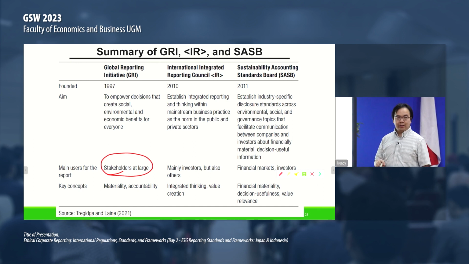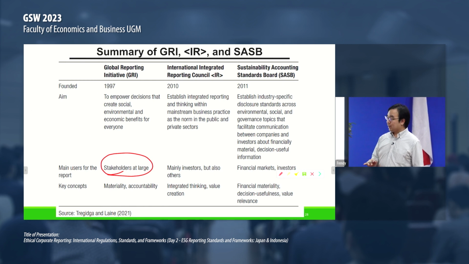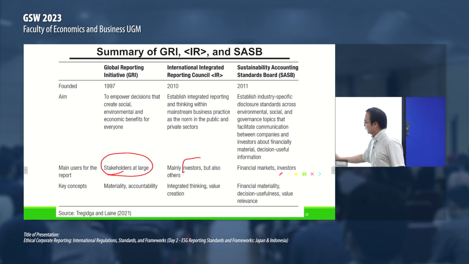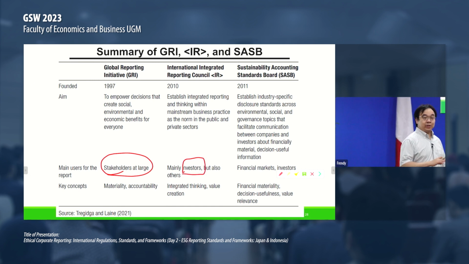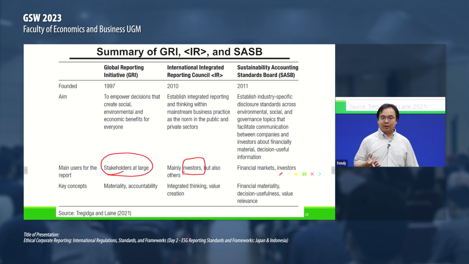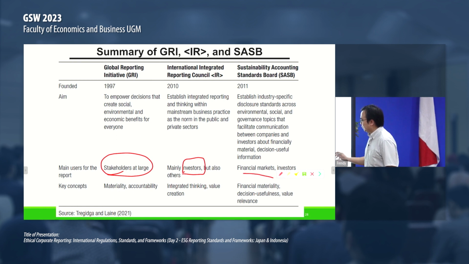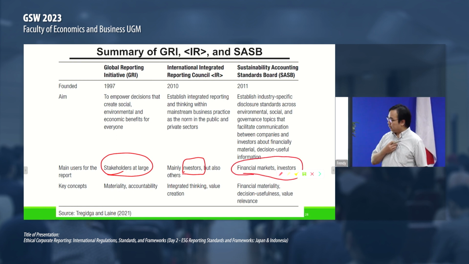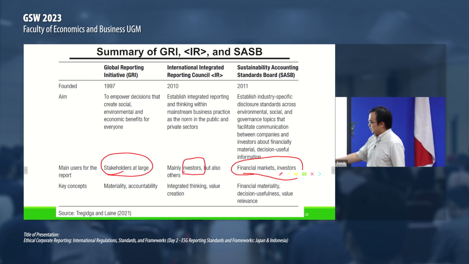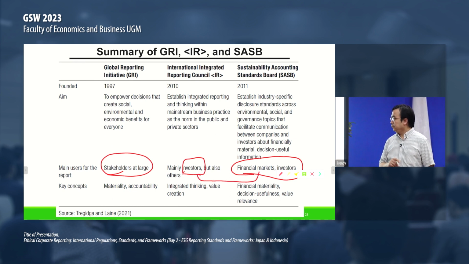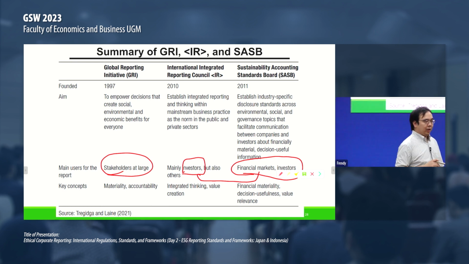But for integrated reporting, as we can observe from the JAL example before, the focus is not stakeholders in general, but investors, okay? Or in other words, our traditional users of financial reports. The same thing could be said for SSB. They still want to focus on the financial markets and investors. So now let's explore some other standards outside of these three. Okay.